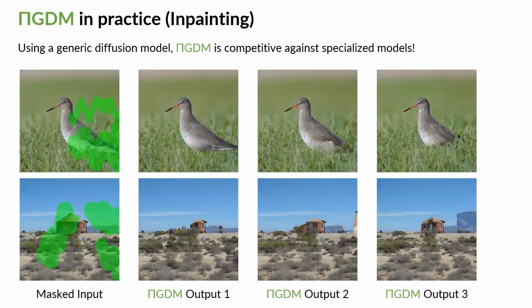Again, because this is a sampling approach, we can generate different samples from the model. For example, in this case, we try to do inpainting tasks where we mask out the image, and you can get different outputs that are relatively diverse. For example, in this bird case, the grass can appear in front or behind the bird, or in this different case where you mask out the house, you generate slightly different houses.